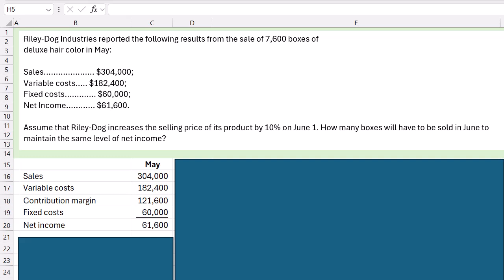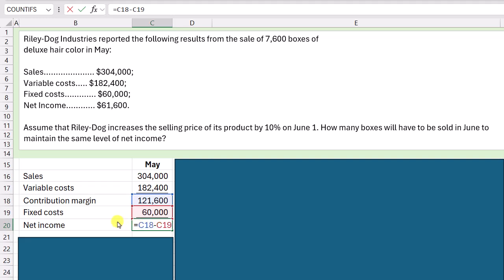Riley Dog Industries reported the following results from the sale of 7,600 boxes of deluxe hair color in May. Okay, so what do we see on the screen? Sales were $304,000, variable costs were $182,400. Fixed costs were $60,000, so net income was $61,600. Now, down below, I've just put this in Excel so that we can have Excel do the math for us, okay?